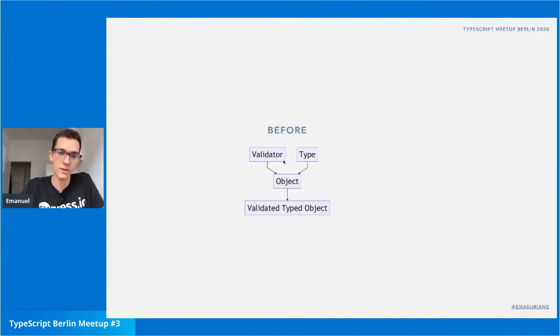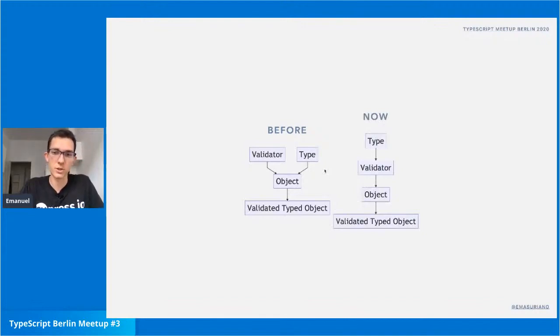As we saw in the previous cons, validator and type sometimes are separated. They can be together. There are some workarounds that you can do, but in most cases they are isolated. In the approach that I want to show to you, the types are going to generate the validator. Then the validator is going to validate the object, and in the end the result will be the same, which is going to be a validated typed object.